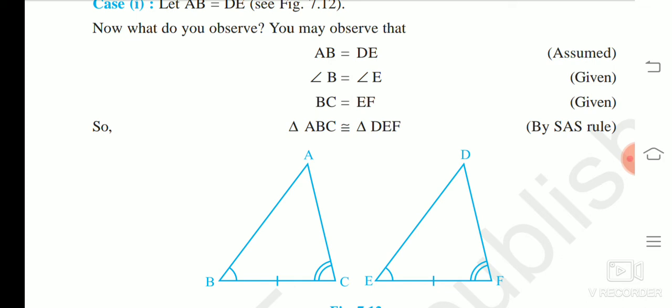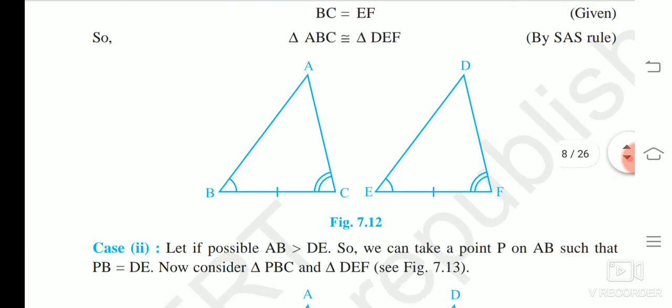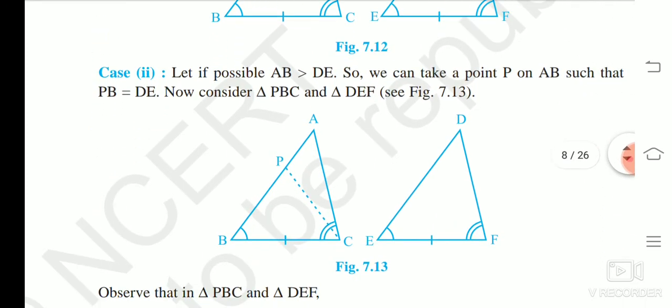These two triangles are congruent. We proved this. Now consider case 2, that is, if possible, AB is greater than DE. The side length of AB is some 10 centimeters, but DE is some 7 or 8 centimeters, like that.